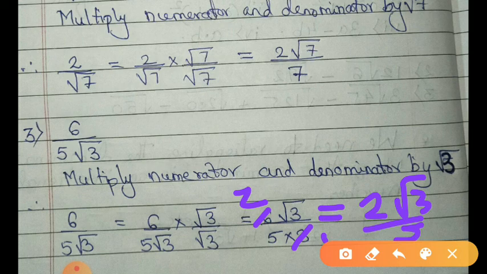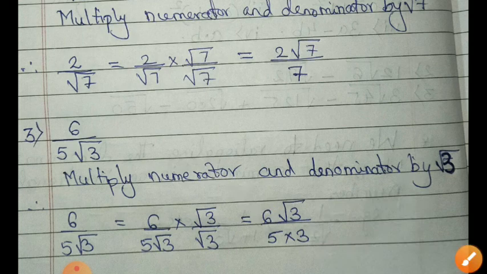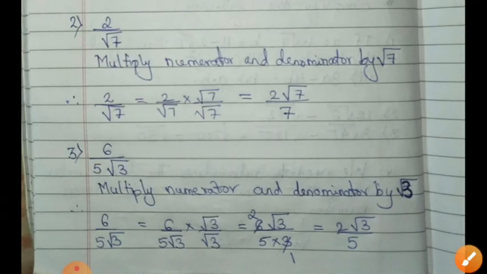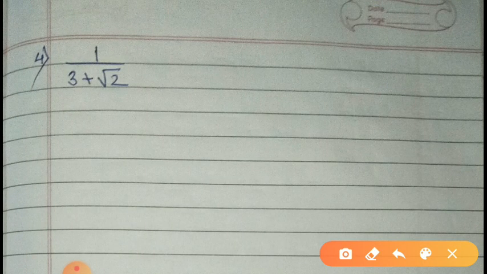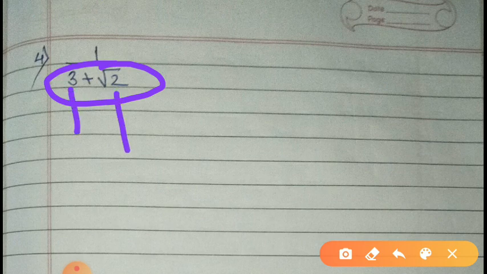Okay. Is that clear? So we'll see the next question. 2 root 3 by 5. Now the next question is 1 by 3 plus root 2. Check what is the denominator here. Is it rational or irrational? It is an irrational number because it is 3 plus an irrational number, root 2. Now the denominator is a monomial or a binomial? How many terms do you have? First term and the second term. That means it is a binomial.